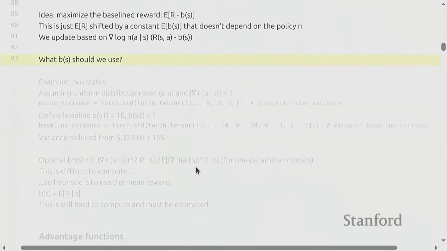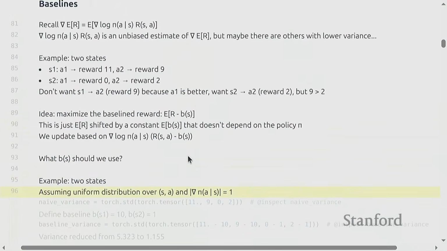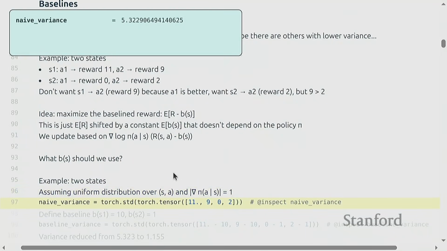Let's revisit this two-state example just to provide some intuition. I'm going to make some assumptions. You assume your initial policy is a uniform distribution over all S and A, and the gradient of your policy is initially 1, just to ignore that for now. So if you look at the variance over your gradients, you'll see that some of the time you get 11, sometimes you get 9, sometimes you get 0, and sometimes you get 2, and the variance is 5.3.